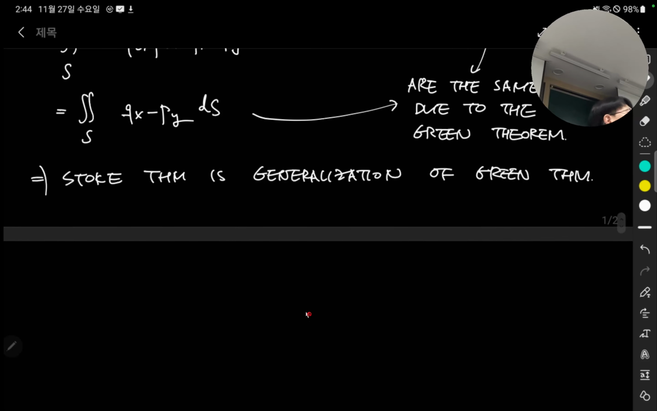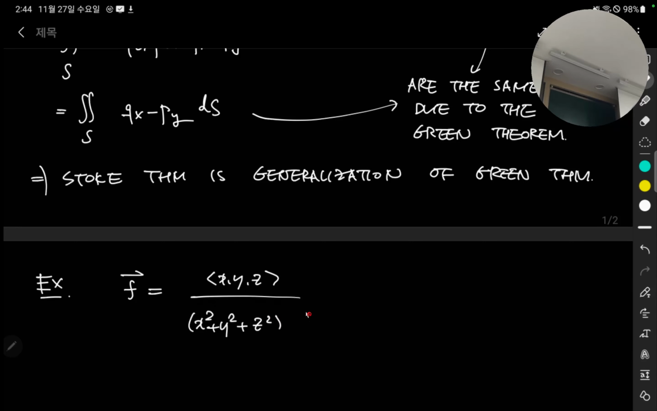Okay, let's prove this. Maybe let's watch the example first, and then let's prove the Stokes theorem. Let F be a vector field defined this way. We have x, y, z as the coordinates of the point, and it assigns to it a vector defined this way. The 1 over (x squared plus y squared plus z squared) to the power of 3 over 2 is multiplied to every component here.